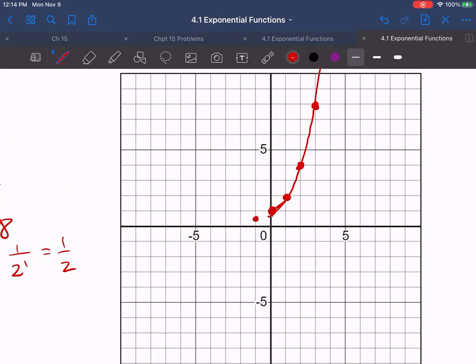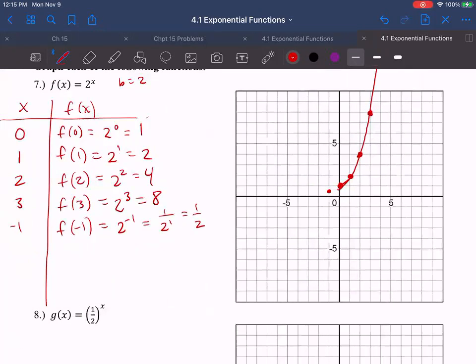Then if we come over here and we try -2, we get f of -2. That's 2 to the -2. That's 1 over 2 to the 2. That's 1 over 4. So down here, if we go to -3, we get f of -3.